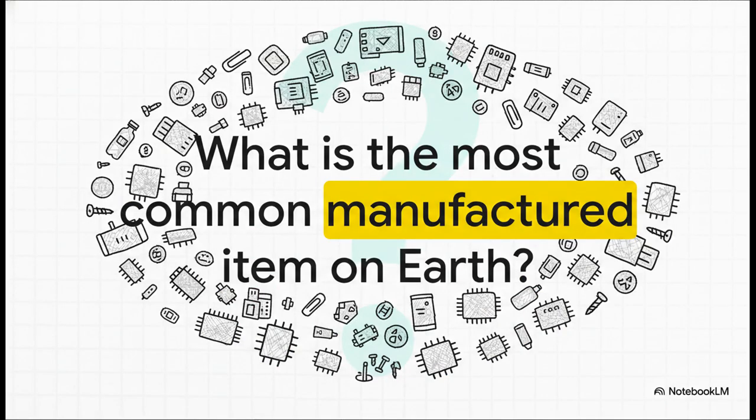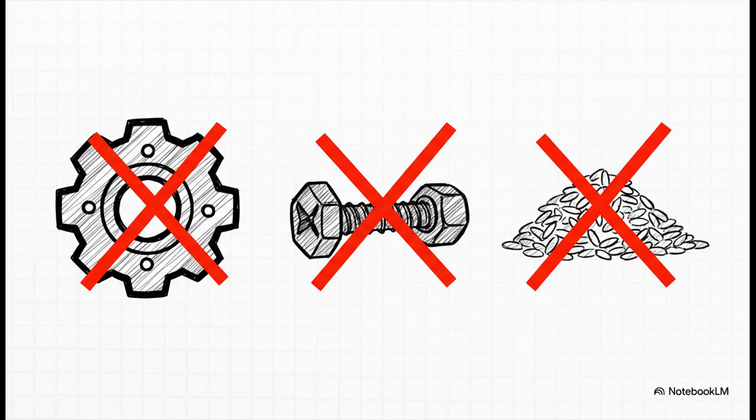Okay, to really get a sense of just how important this thing is, let me ask you a question. What do you think is the most common, the most manufactured item on the entire planet? Just take a second and think about it. You might be thinking, maybe a car, or something simple like a screw or a bolt. Heck, maybe even something like a grain of rice, right? Well, nope, not even close. The real answer is way, way bigger than any of that.